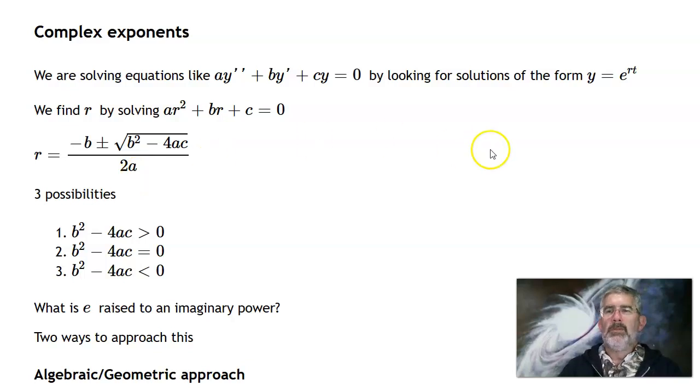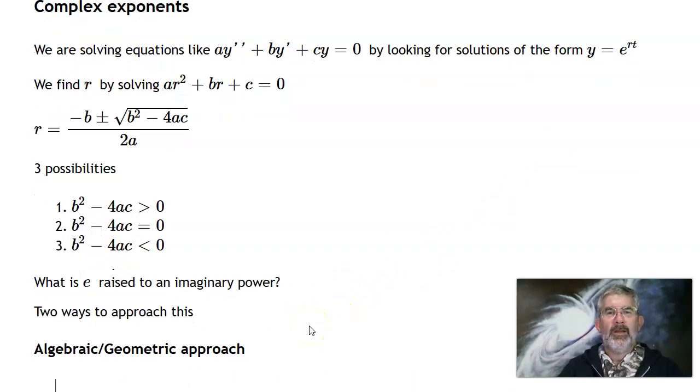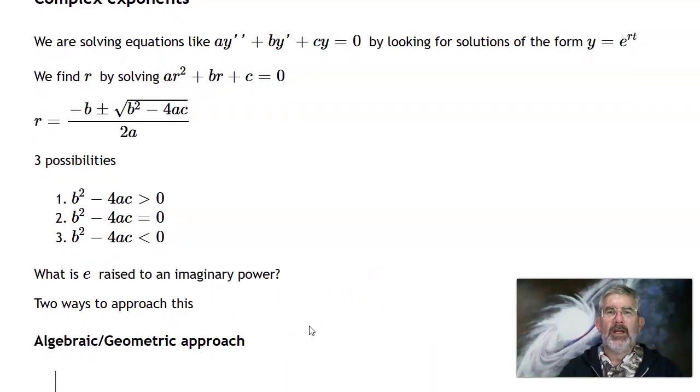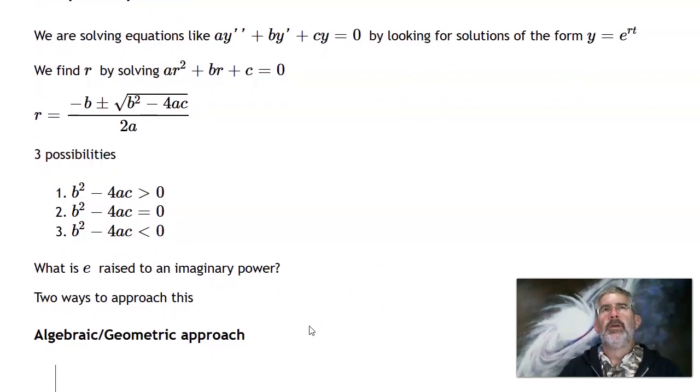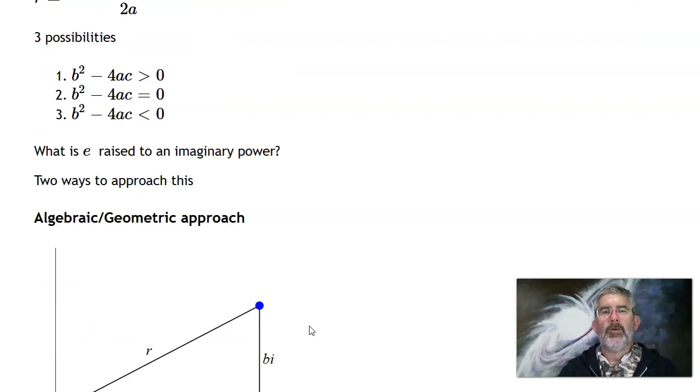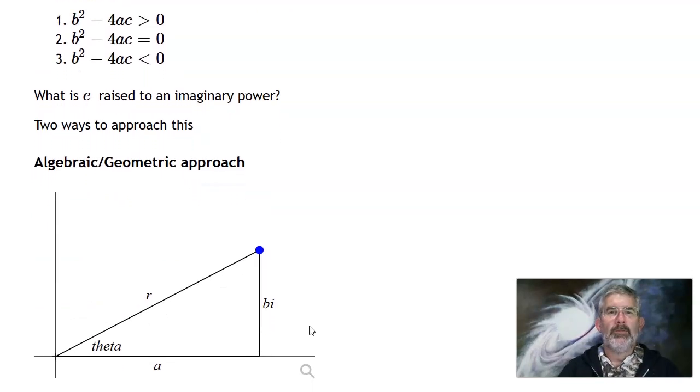So, what would it mean to do e to some imaginary thing times t? What kind of function is that? Well, that's what we need to look at. There are really two ways that I approach this. One is a sort of algebraic geometric approach, and the other is with sequences and series. So I'm going to start with the algebraic geometric approach.